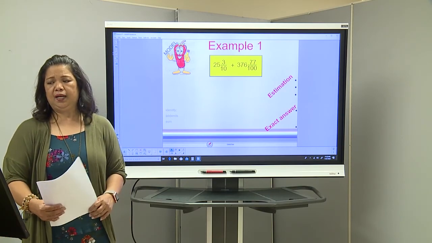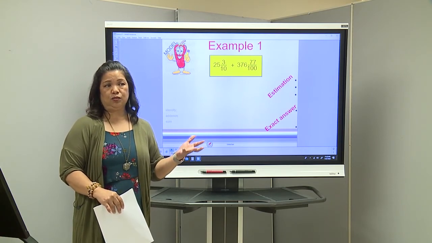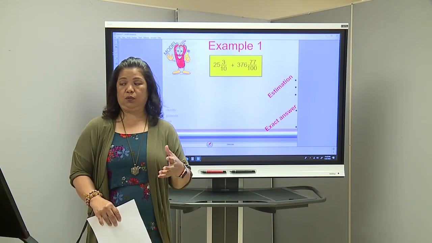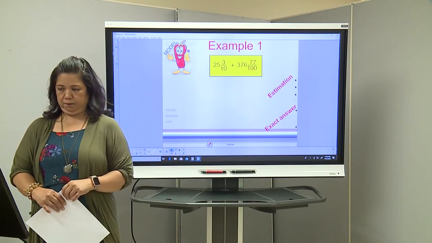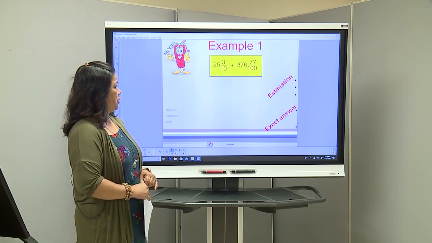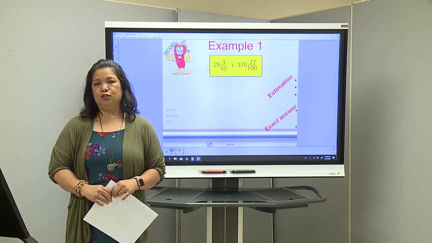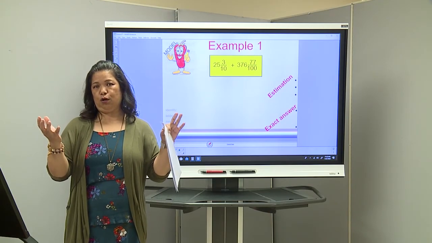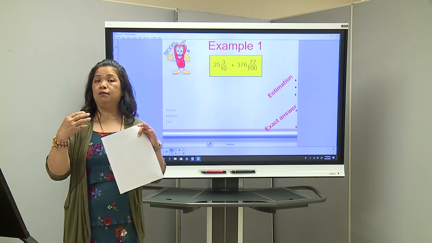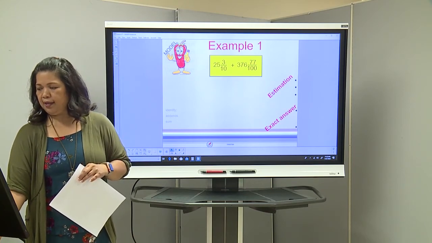So let's begin. Like I said, we are going to use estimation because estimation actually helps us to see whether our actual answer is reasonable or not. So here we go. 25 and 3/10 plus 376 and 77 hundredths. Those two numbers are called the addends, and we are looking for the sum because we are adding. So let's start with estimation.